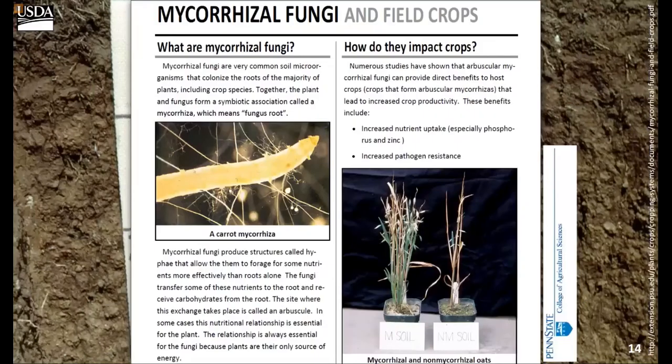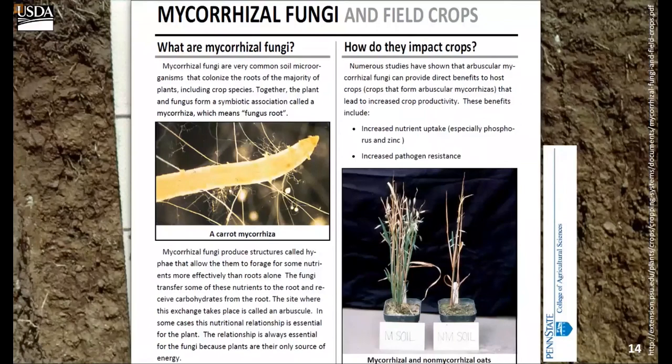This is a screenshot of a great one-page, front and back extension publication that Penn State put out a while ago, and it's about mycorrhizal fungi in field crops. Another root microbe interaction has to do with these mycorrhizal fungi that have a symbiotic relationship with the plant. They extend the plant's rooting network and are able to capture nutrients like phosphorus and bring them to the plant, while the plant is giving the fungi the food source. It's giving the fungi the carbon.